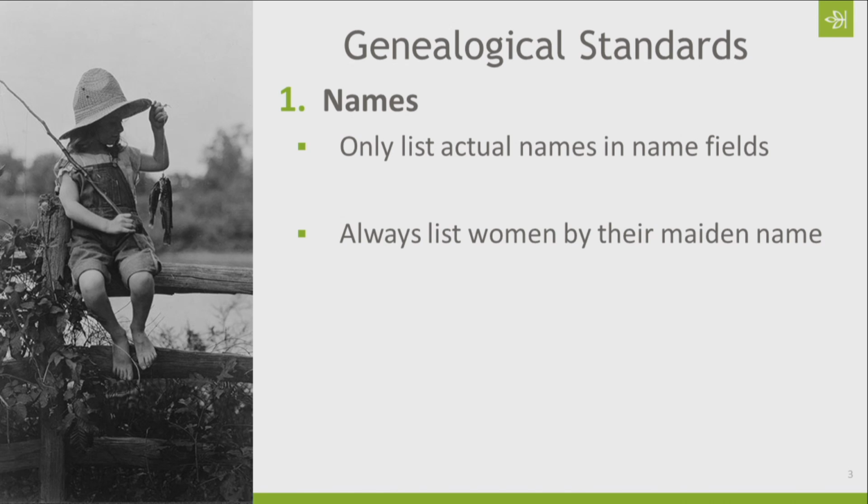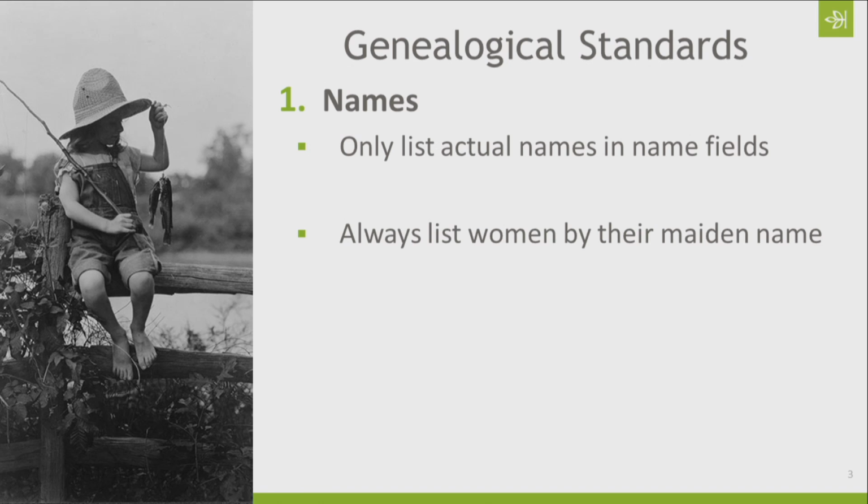Another circumstance where this is really important is when people actually marry somebody with the same last name. You end up with a lack of clarity if you've been using married names in that maiden name field when that really is her maiden name. So consistency in this is really important.